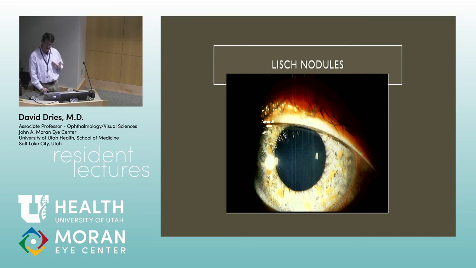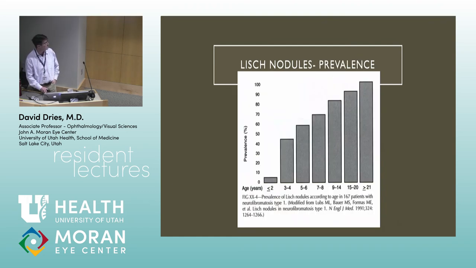So we get referred kids with cafe au lait spots all the time asking us, are there any Lisch nodules? Because the diagnosis of type 1 neurofibromatosis is clinical, and it depends on cafe au lait spots and how many you have, inguinal freckling, Lisch nodules, optic pathway glioma. And so we're asked to look. Here it is, here's the prevalence, goes up like that. That's Lisch nodules, okay?